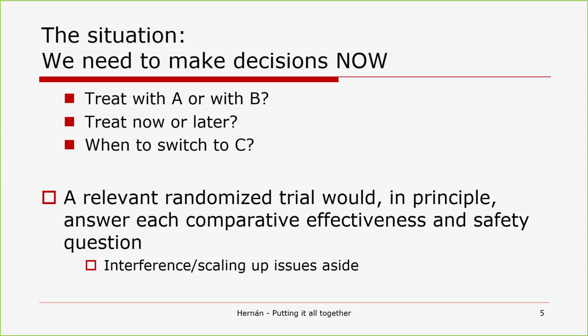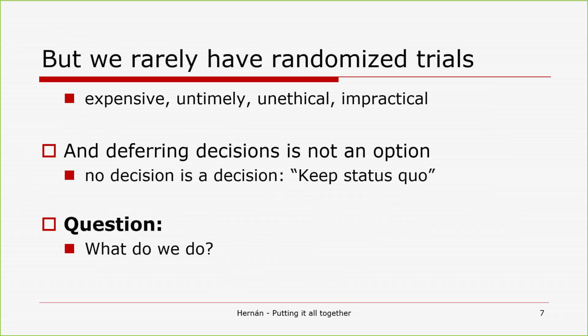Let's talk about observational data. We are trying to estimate treatment effects, and that means that we are trying to answer questions of the type: is treatment A better than treatment B, now or later? When do we switch to treatment C, etc.? All these questions can be answered with a randomized trial. In principle, there is a hypothetical randomized trial that will answer any comparative effectiveness research question that we have. The problem, of course, is that we rarely can actually conduct that randomized trial.